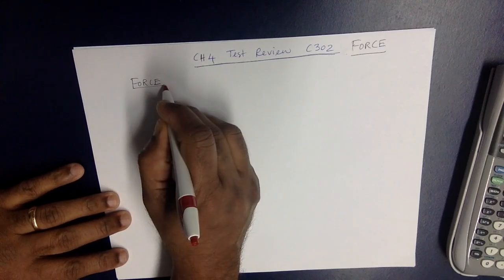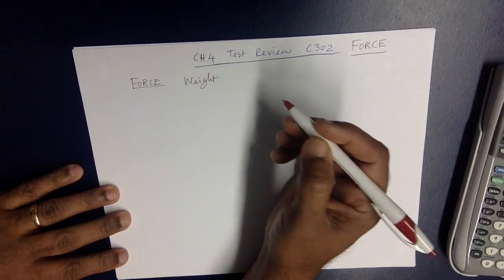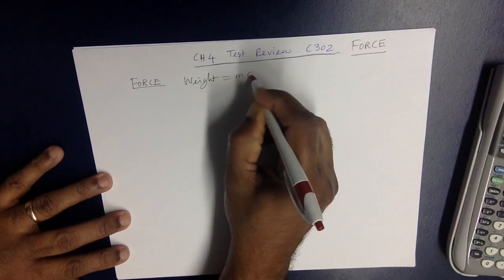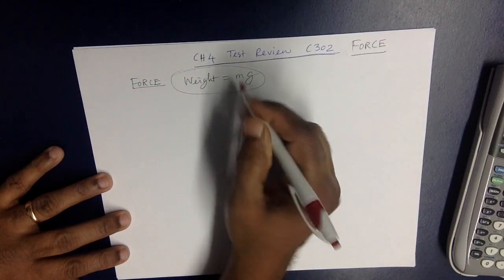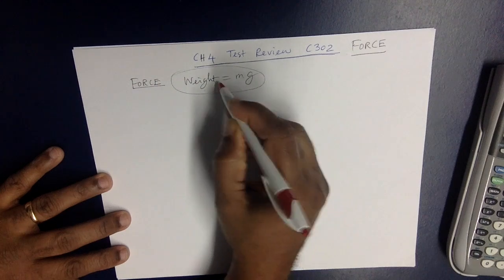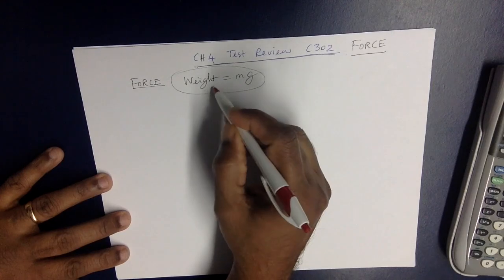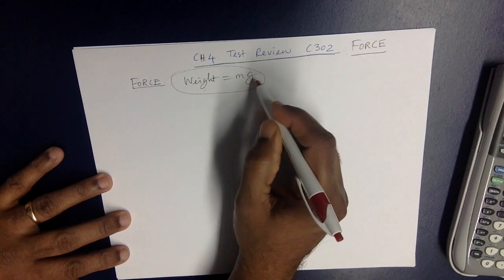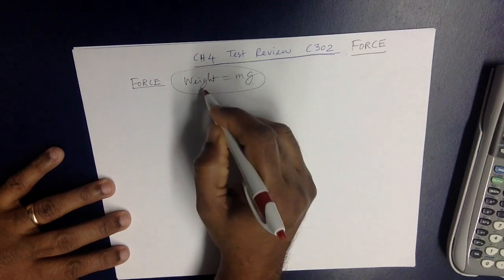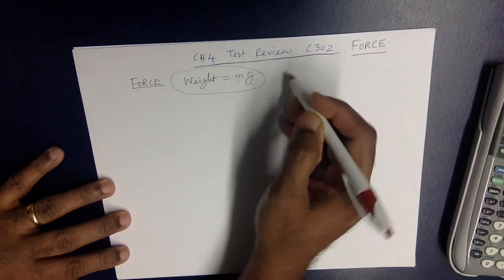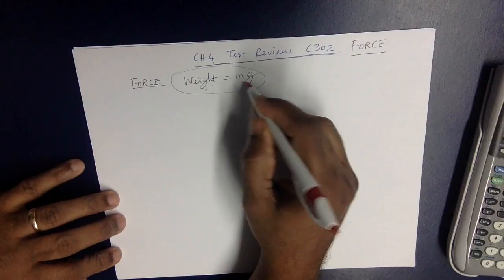Now, gravitational force is what we call weight. Now, what is weight? Weight is given by mass times gravity. So if you know the weight and if you know the mass, you can find the gravity in that place. Or if you know the weight and if you know the gravity, then you can find the mass. Or if you know the mass and the gravity, you should be able to find the weight. So this is a simple equation. Weight is mass times gravity.